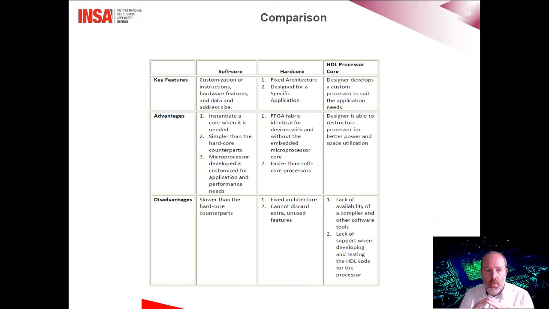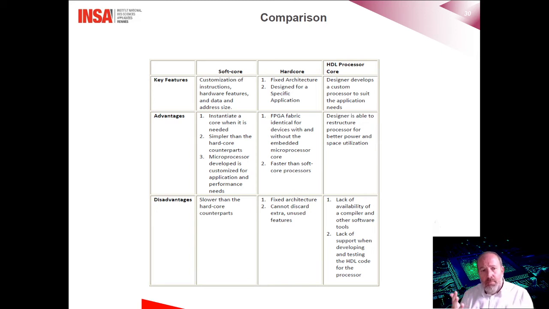Regarding the soft core, the key features are the customization of instructions, of hardware features, data addresses, and size, so everything can be modified by the end user, which is very interesting. In fact, designers may instantiate a core whenever it's needed. They can even instantiate several of these cores. Today, we can implement up to tens of these cores without any problem in a single chip.